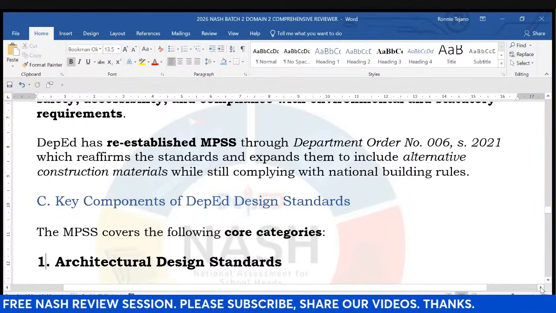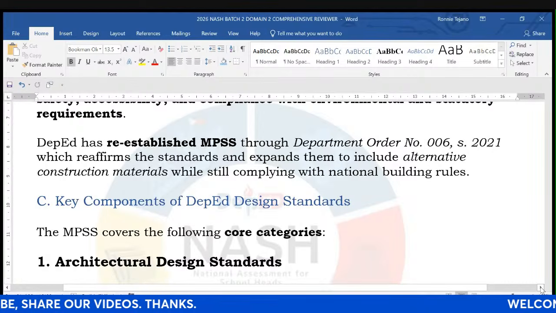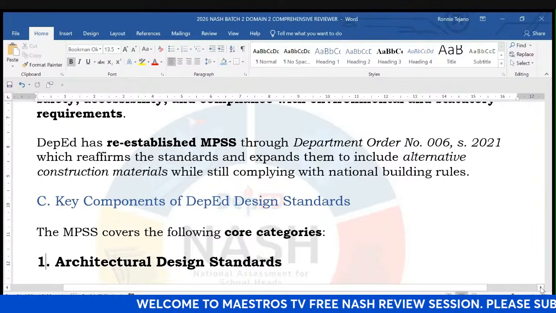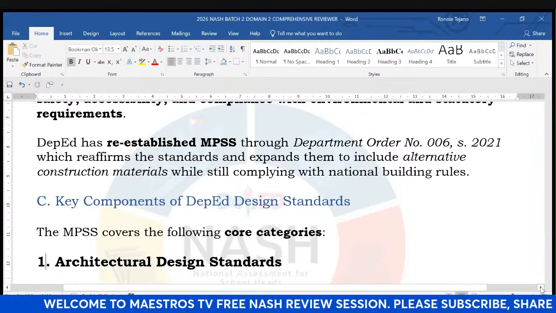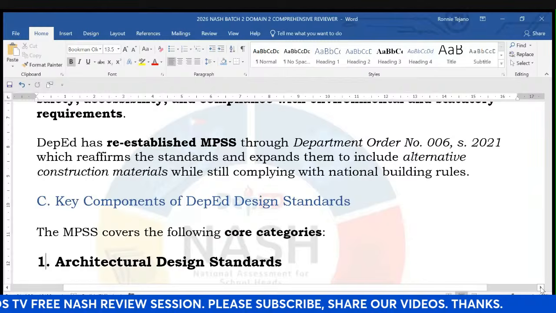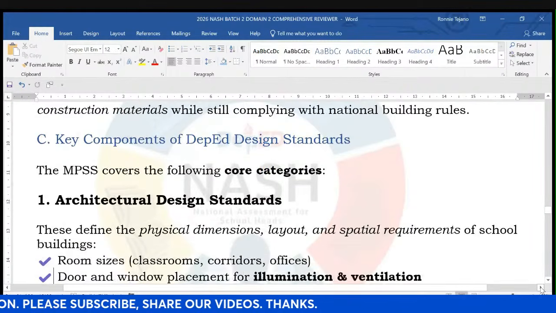Now, DepEd has reestablished MPSS through DepEd Order Number 6 of 2021, which reaffirms the standards and expand them to include alternative construction materials while still complying with our national building rules. O baka luma na ang DO6 of 2021. This was the reestablishment, no?